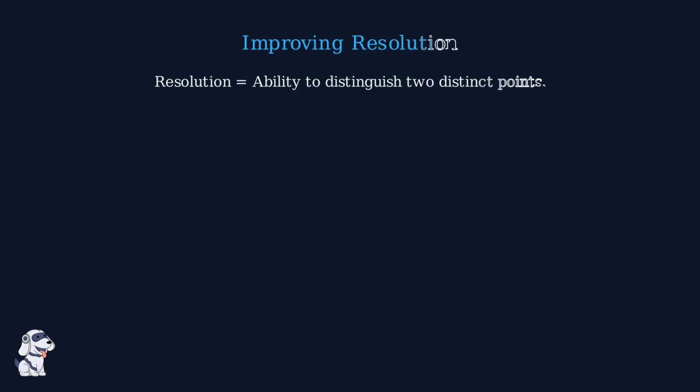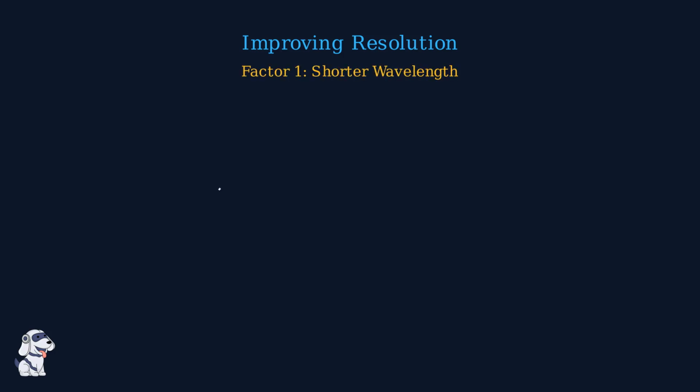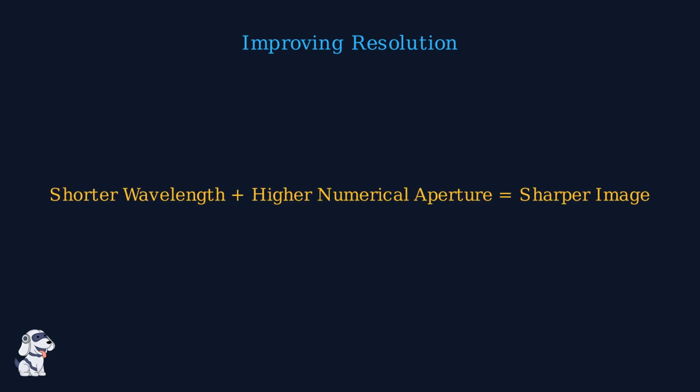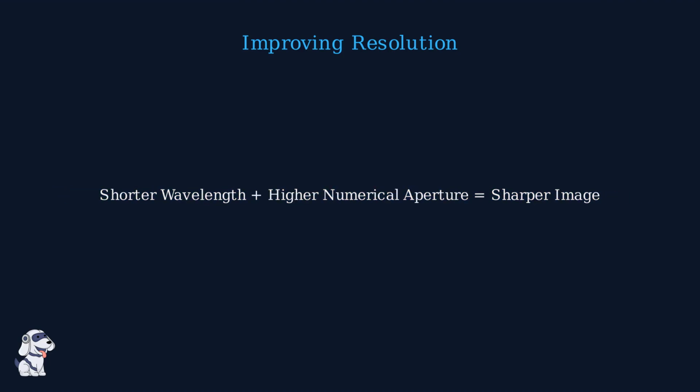Resolution is defined by our ability to distinguish two distinct points as separate entities. When points are too close, they blur into one. One way to improve resolution is to shorten the wavelength of the light source. Shorter wavelengths interact more precisely with small structures. The second factor is the numerical aperture. Increasing the angle of the light cone entering the lens captures more detail, drastically improving clarity. By optimizing these two variables, we bypass diffraction limits, allowing us to see the fundamental details of microscopic samples.